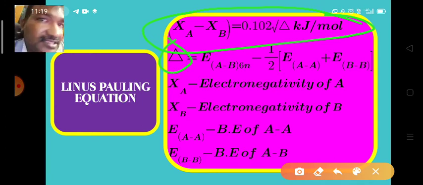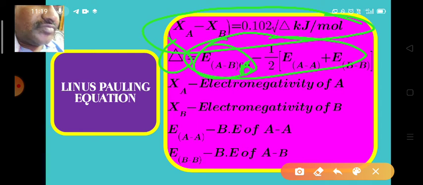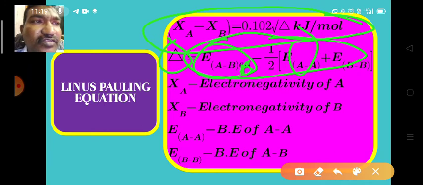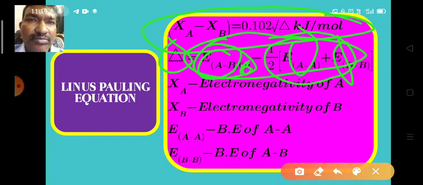Delta is known as the resonance energy, and it is calculated by this equation: EAB minus 1 by 2 (EAA plus EBB). So here EAB is the bond energy of the AB molecule, EAA is the bond energy of the AA molecule, and EBB is the bond energy of the BB molecule. So here it is the average of the AA and BB molecules, and this is the bond energy of the AB molecule.